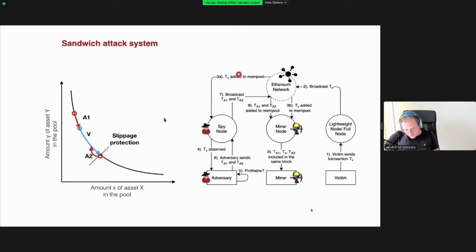At this stage, the adversary has a spy node, so he's receiving the transaction rather early. He's observing the victim, and then he's calculating: should I attack? Is it profitable for me to attack? If it is, he creates two transactions, TA1 and TA2, broadcasts them in the network, and eventually they get picked up by some miners. If the adversary is lucky or the victim is unlucky, they get included in the respective state. So that's the sandwich system diagram.